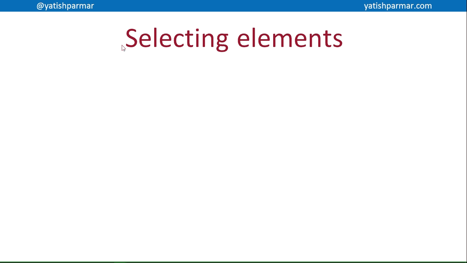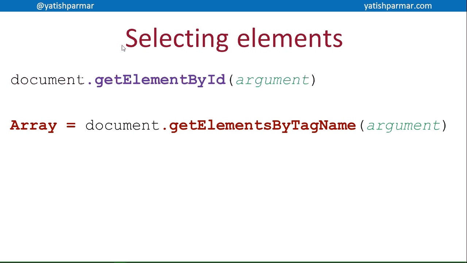When you select your elements, there are a couple of different ways you can do it. We already know about document.getElementById, and you pass it the argument for which element you want to find. I've written document.getElementById like that because we know that we can just do .innerHTML after it, for example, and change what's inside a paragraph.